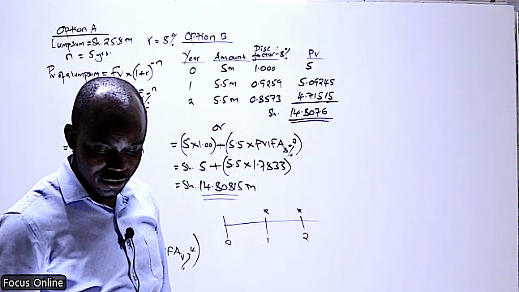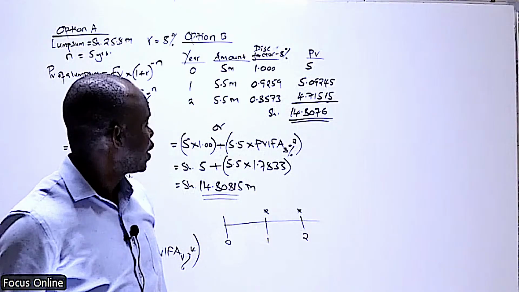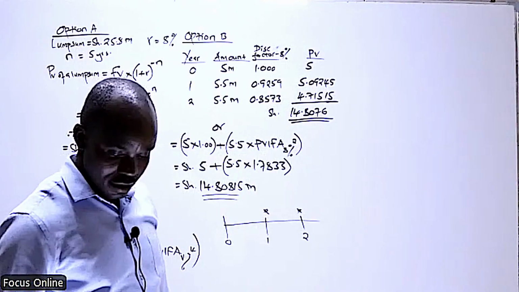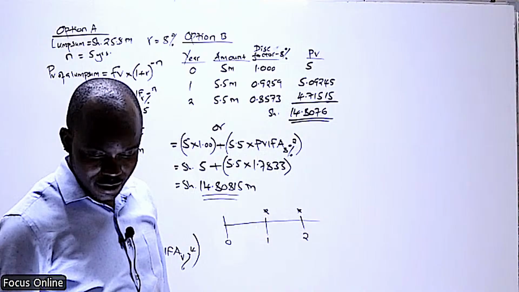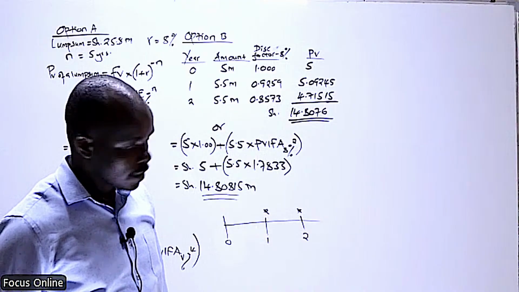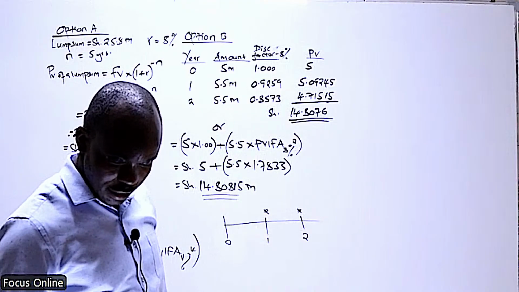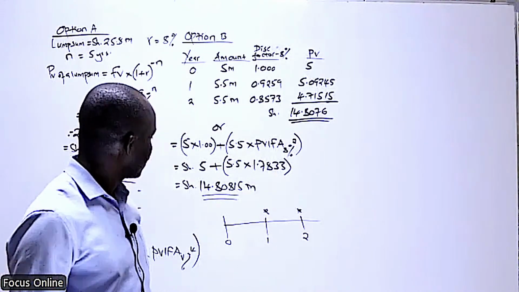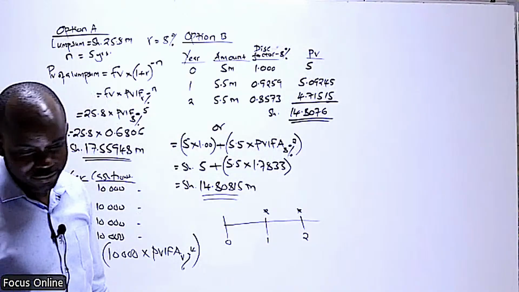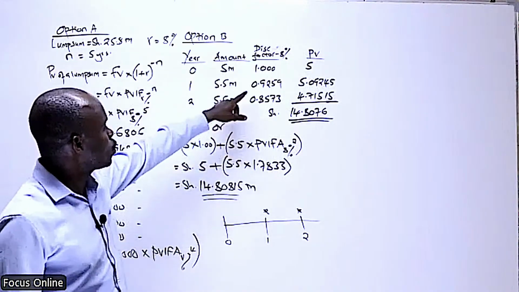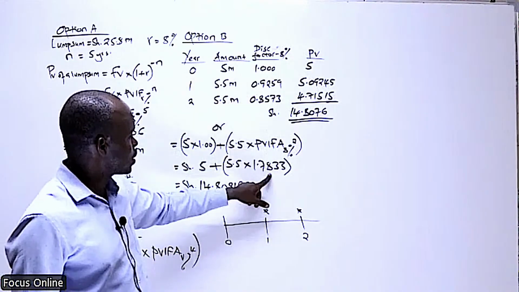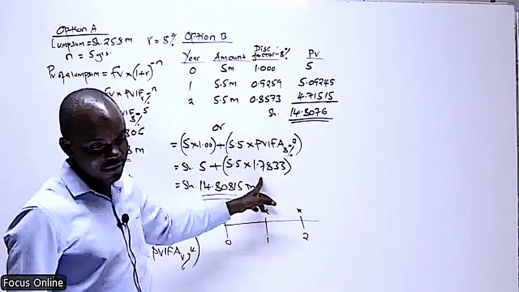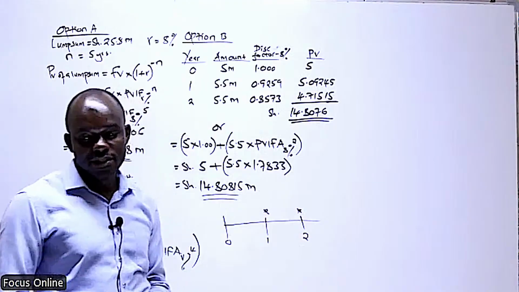Let me check. Are you adding 0.9259 plus 0.8573? Yeah, almost the same. So that's why, because if this plus this is equal to this, we are picking just this and multiplying with this. So let's continue.